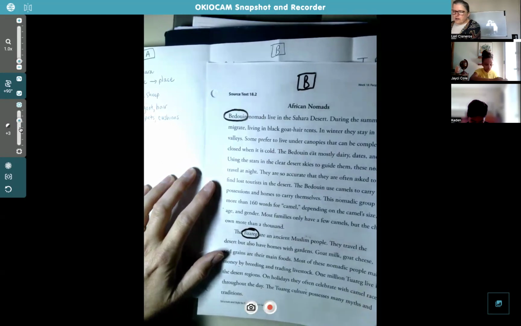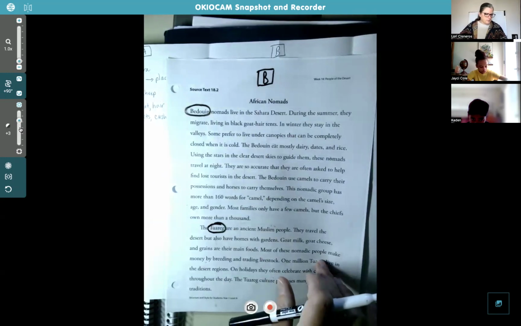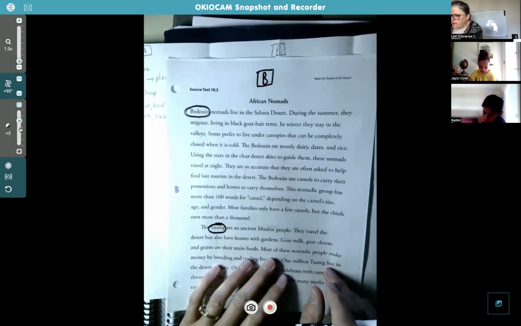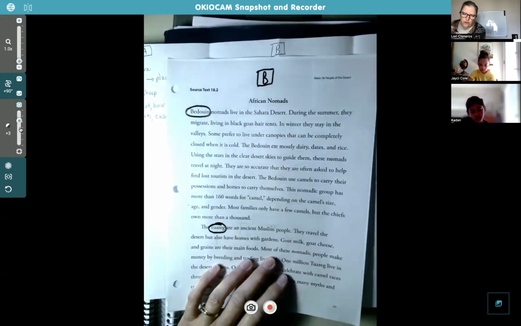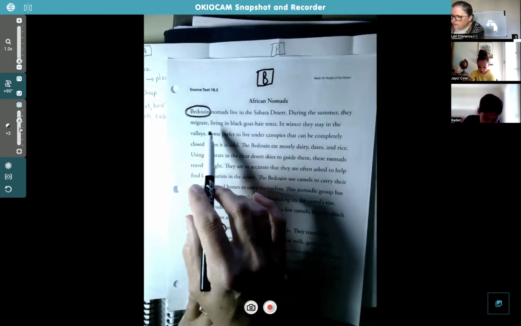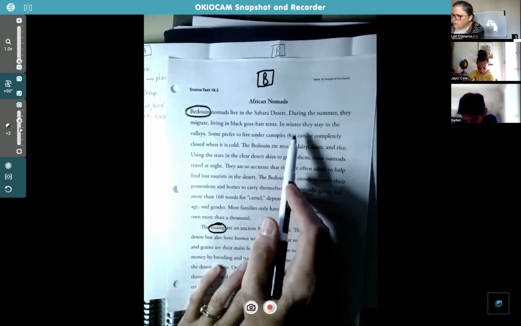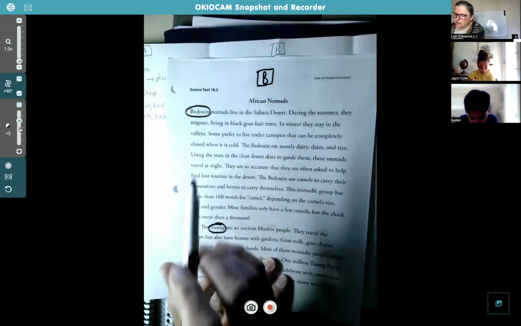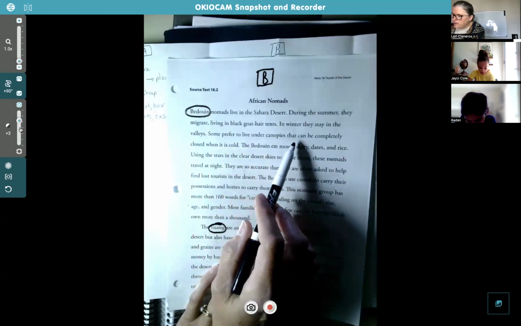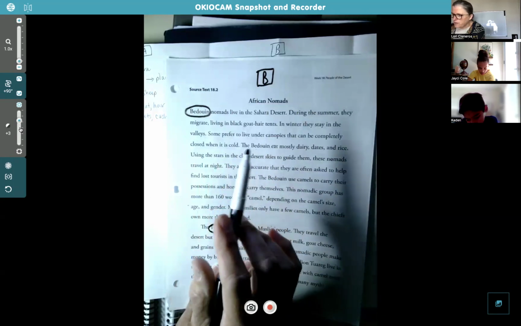And then again, I'm going to read and I'll help you guys underline things that are interesting in this one. Bedouin nomads live in the Sahara Desert. We already have that. By the way, we're going to try to find some different facts in this one, okay? During the summer, they migrate, living in black goat hair tents. We already have that about the tents. In winter, they stay in the valleys. I'm going to wait on that one. They prefer to live under canopies that can be completely closed when it is cold. I'm going to wait on that one too. I'm going to keep going.